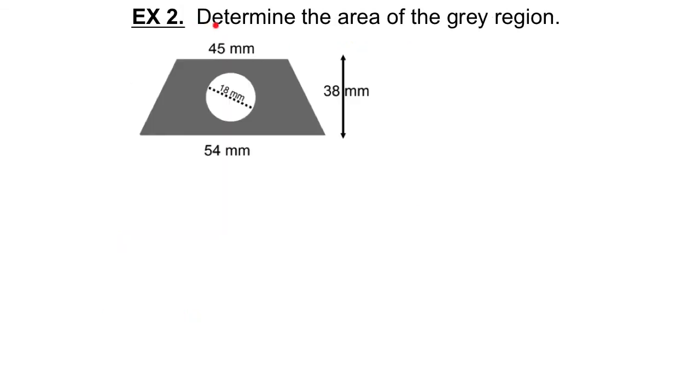In this next example, we're to determine the area of the gray region. Here we have what looks like a trapezoid with a hole in the middle. The area that we want to find is whatever is in this gray part around the circle inside the trapezoid. So our strategy for this one is going to be find the area of the trapezoid and subtract the area of this circle. What we're left with will be the gray area. So use that strategy and try this question on your own. Pause the video, and then when you get your answer, check back in to see how you did.